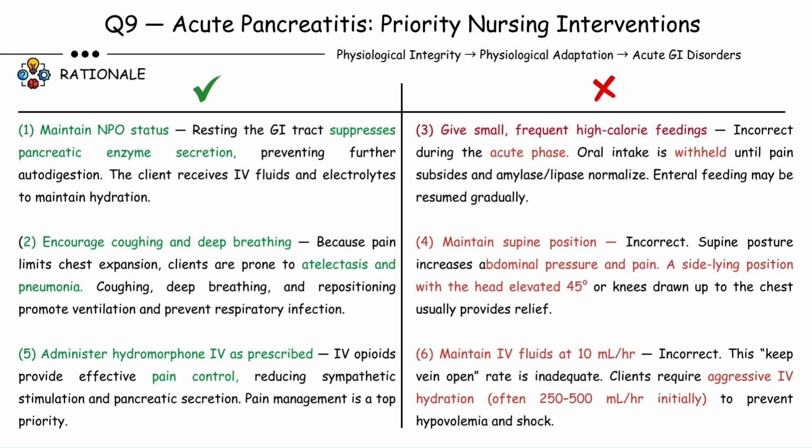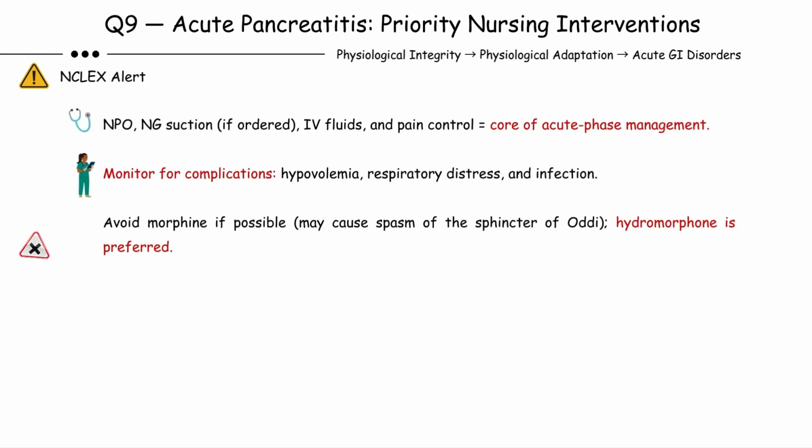Now let's pull out a few NCLEX-style alerts from this scenario. In the acute phase of pancreatitis, think of a core bundle: NPO status, possible NG suction if ordered, aggressive IV fluids, and strong pain control. You should also monitor closely for hypovolemia, for respiratory distress, and for signs of infection or organ failure. Morphine may cause spasm of the sphincter of Oddi, so hydromorphone is often preferred.